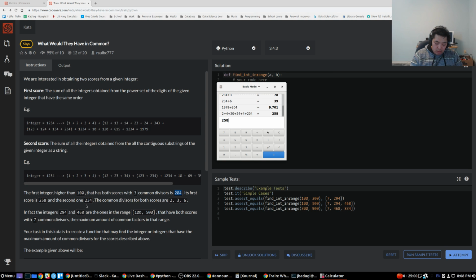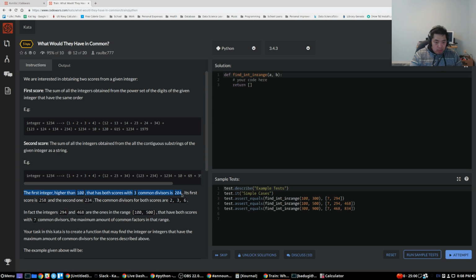So it is 258. You really didn't have to do this. That sentence threw me off so bad. And the second is 234. Okay, I got you, fam. And the common divisors for both scores are 236. Okay.